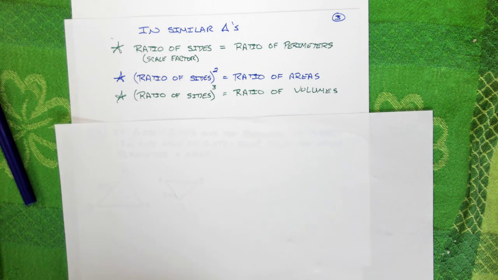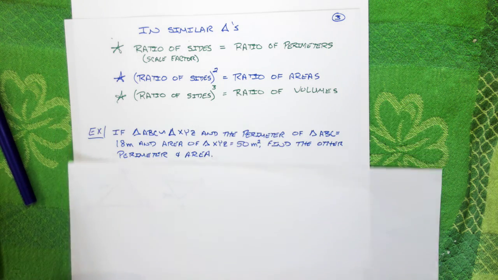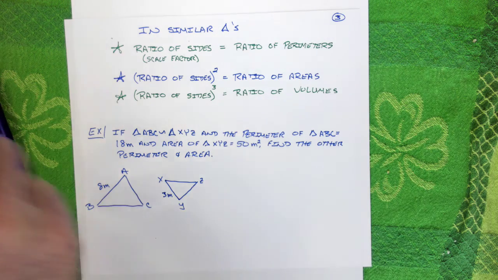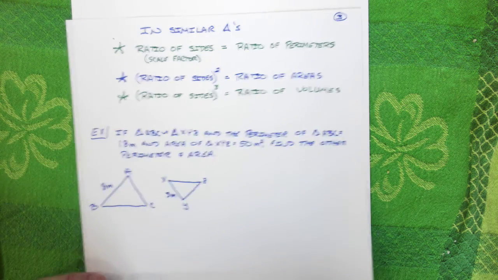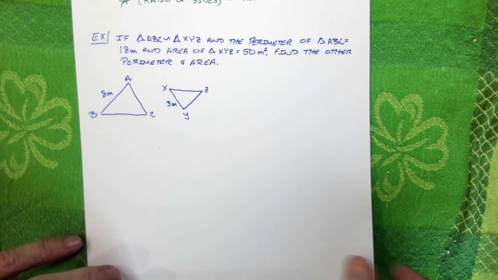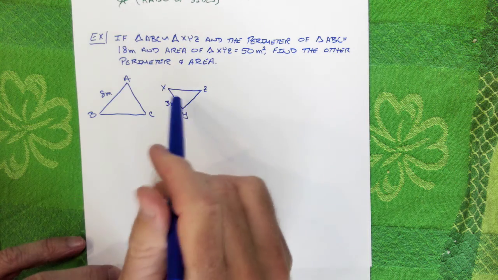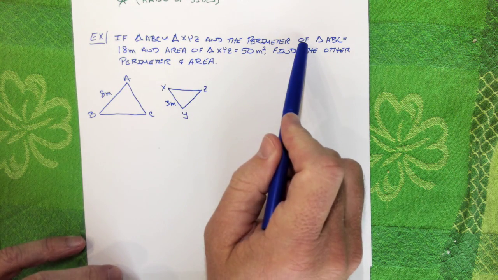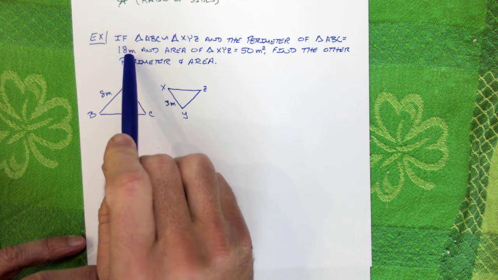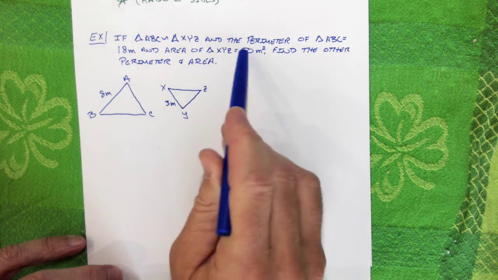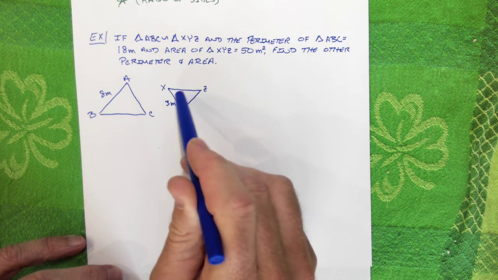So let's look at this in action here. So we're looking at this problem. And in this problem, it states that triangle ABC is similar to triangle XYZ. All right, so we're being told that. The perimeter of triangle ABC is 18 meters. Okay. The area of triangle XYZ is 50 square meters.